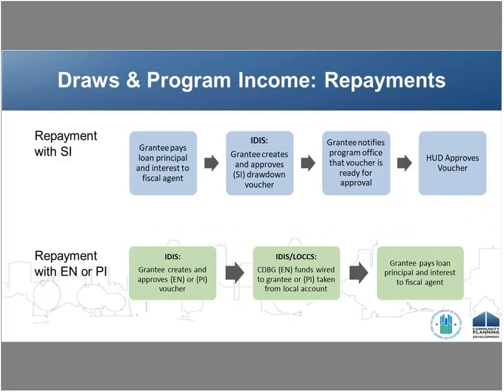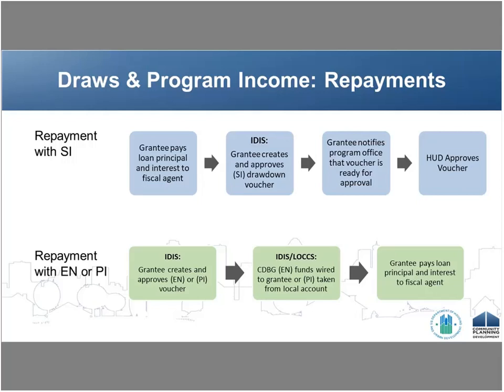So if you have repayment with SI, you will be in the top swim lane. If you're repaying with entitlement or program income funds, you'll be in the bottom swim lane. So if you're repaying with program income, the grantee will pay the principal and interest to the financial agent, and then they will also create the activity in IDIS and create and approve a voucher, and then you will notify our office that the voucher is ready for approval, and then HUD will approve the voucher to complete that transaction. And this can occur with the IDIS transaction at the same time or after the payment has occurred to the Bank of New York.